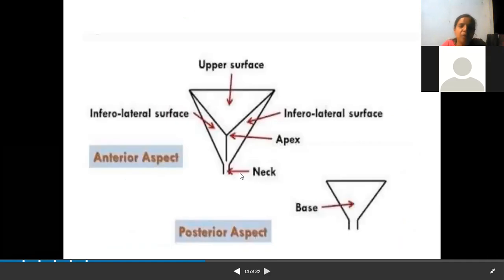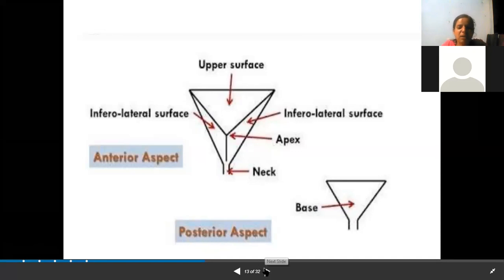Now see, this is one more 3D picture which we are trying to understand. These are the two lateral borders. You can draw this picture. This is the posterior border and this is the anterior border. We have two surfaces: right and left inferolateral surfaces. Then this is the superior surface. This is the neck of the bladder, right? You are seeing it from behind. You call it the base, also called the posterior surface.